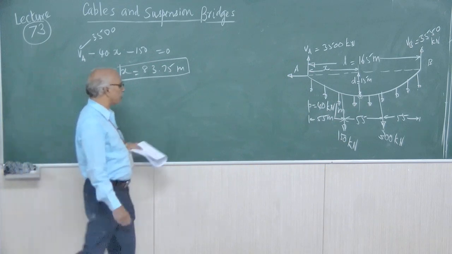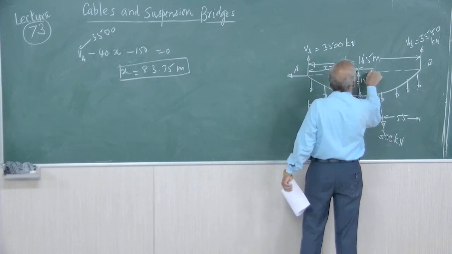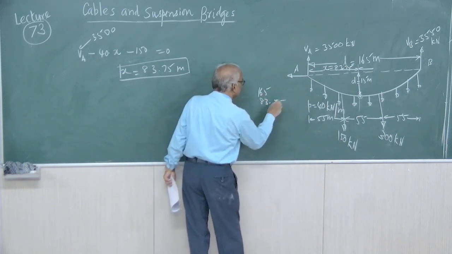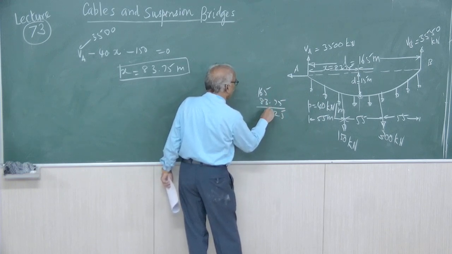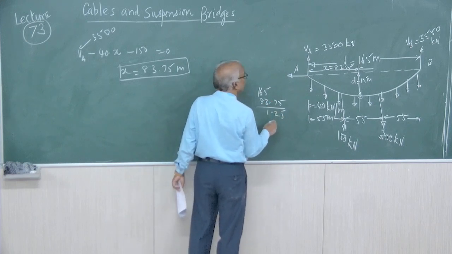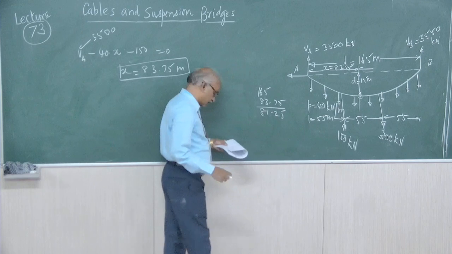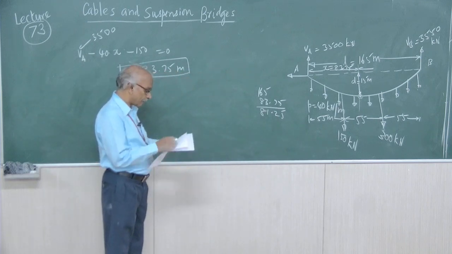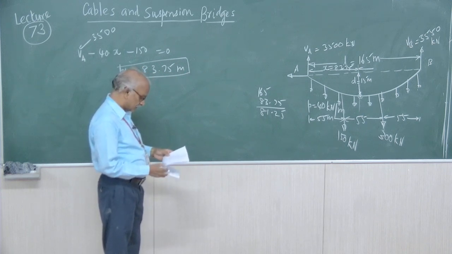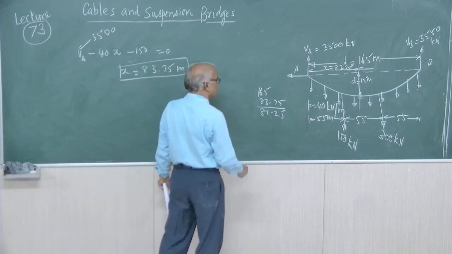So when this is 83.75, this value will be 165 minus 83.75, which is 81.25. Right. So this is the value, of course.